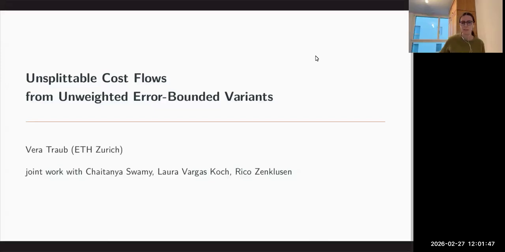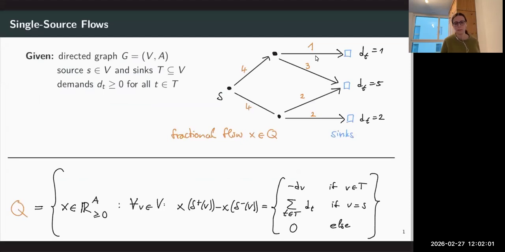Okay, yeah, thank you very much for the introduction. So today we'll talk about some joint work with Chaitanya Swamy, Laura Vargas-Koch, and Rico Zenklusen, and this will be about unsplittable flows. Let me first start by introducing the setting, and let's first start by looking at the usual network flows that we all know.